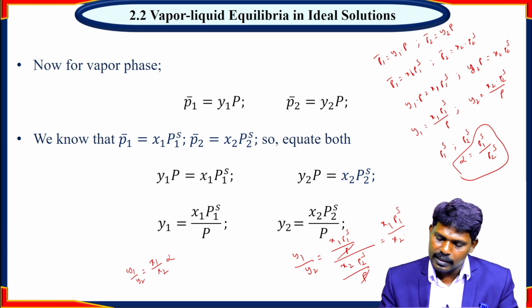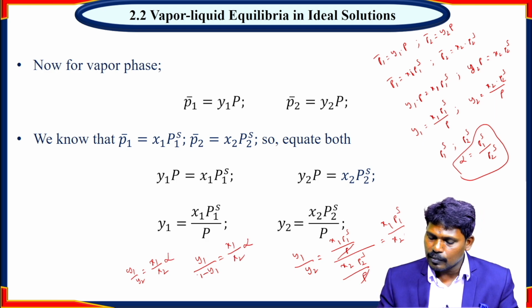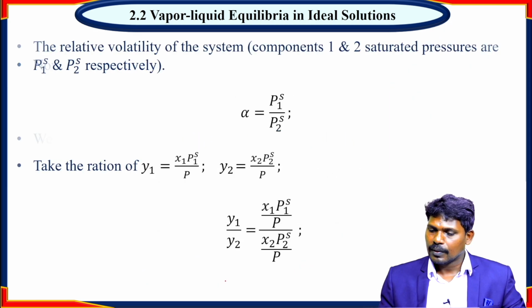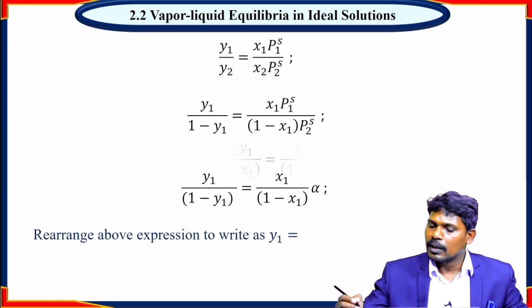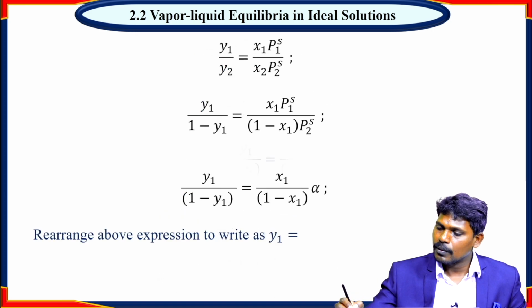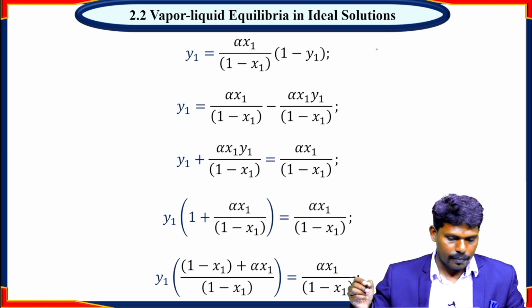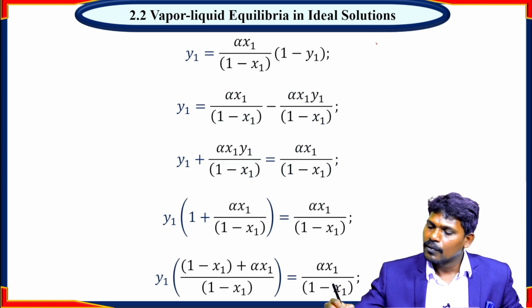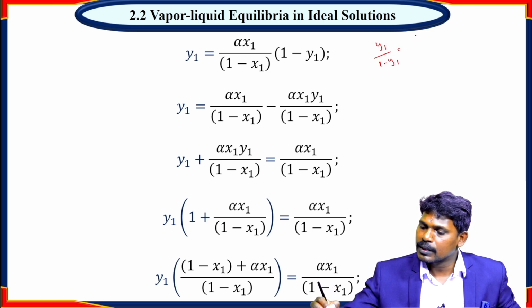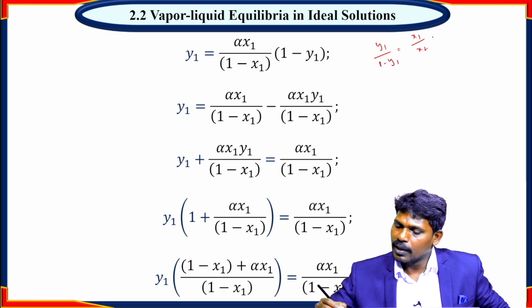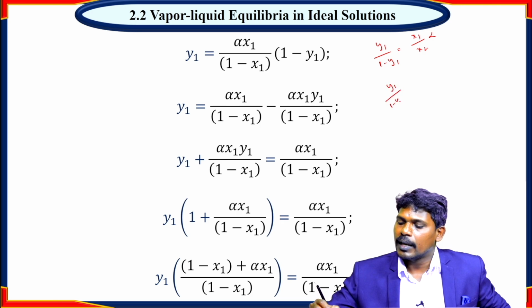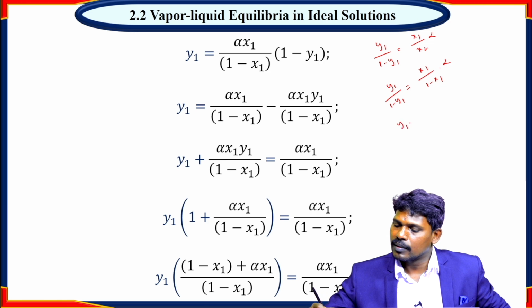Now Y2 we can write as 1 minus Y1. So Y1 by 1 minus Y1 is equal to X1 by X2 alpha. By simplifying this we can get Y1. Initially we have Y1 by 1 minus Y1 is equal to X1 by X2 alpha. X2 we can write as 1 minus X1, so Y1 by 1 minus Y1 is equal to X1 alpha by 1 minus X1.